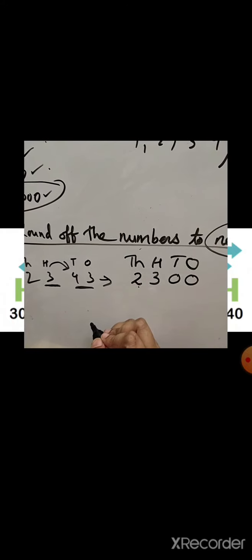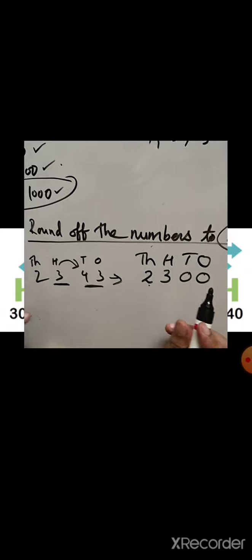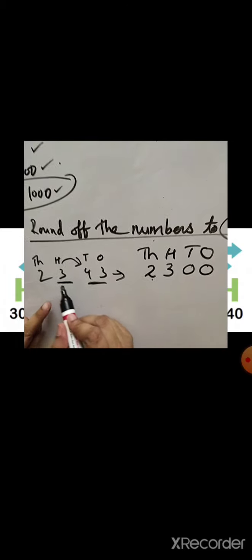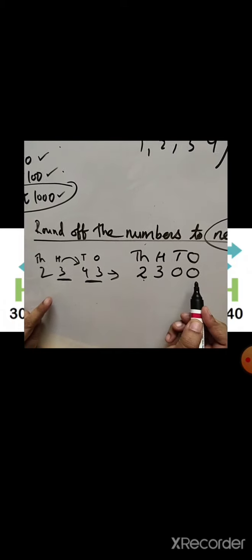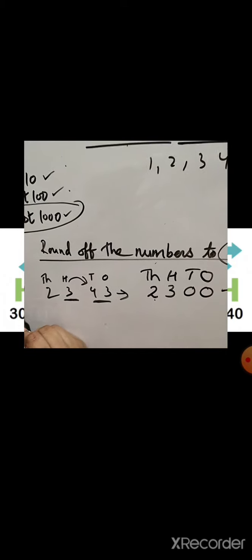Have you seen? 2343 has been rounded off to 2300. Okay, this is how you round off. Let us take the second number.